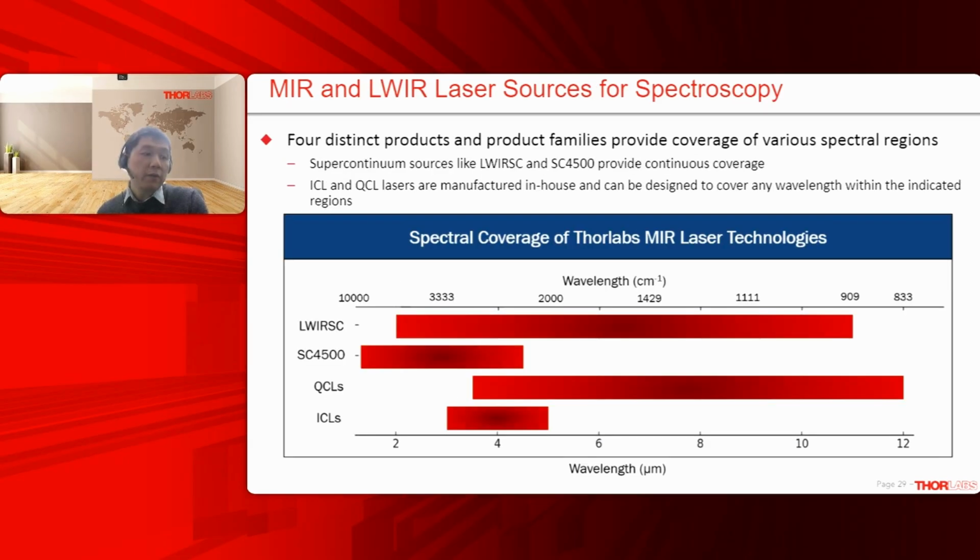In this wavelength range, Thorlabs offers 4 complementary product families that together span the entire mid-infrared and long-wavelength IR spectrum. This plot shows the wavelength range they can cover. Our supercontinuum sources, the SC4500 and the long-wavelength IR supercontinuum, provide continuous broadband coverage. Our ICL and QCL products can be custom designed to target any wavelength within their respective ranges, but with smaller wavelength bandwidth.